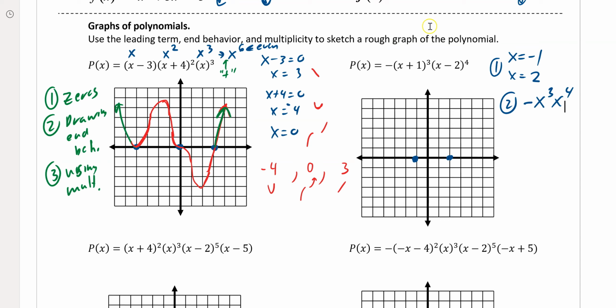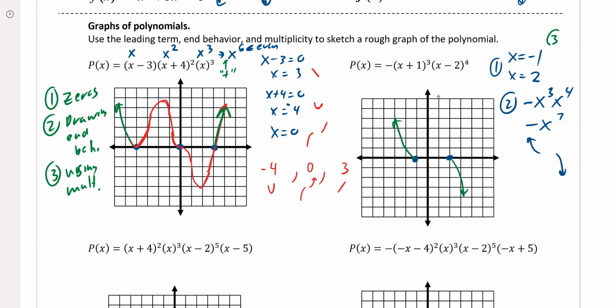So as you move along, it's negative x cubed, x to the 4th. So that would give us negative x to the 7th. So a negative odd looks like that. So we now know to go up at our first and go down at our last. Now we just need to connect them using their multiplicity.